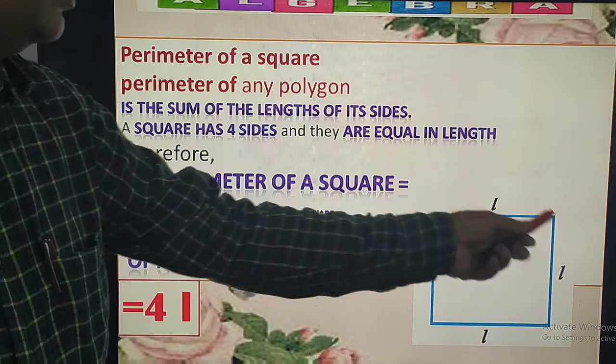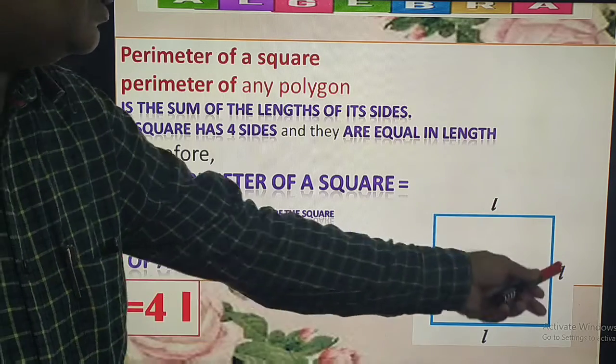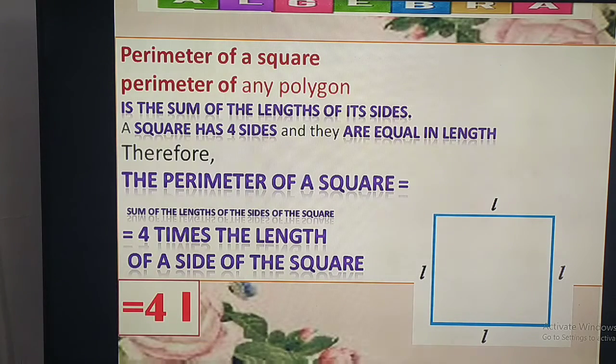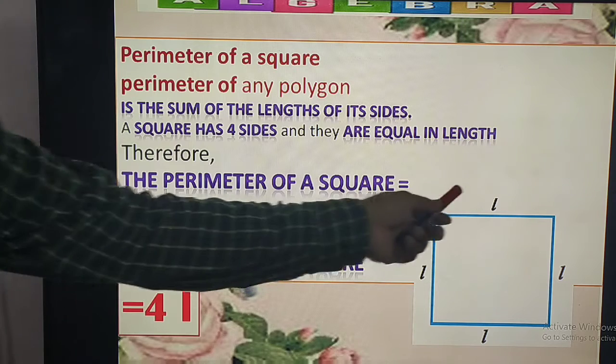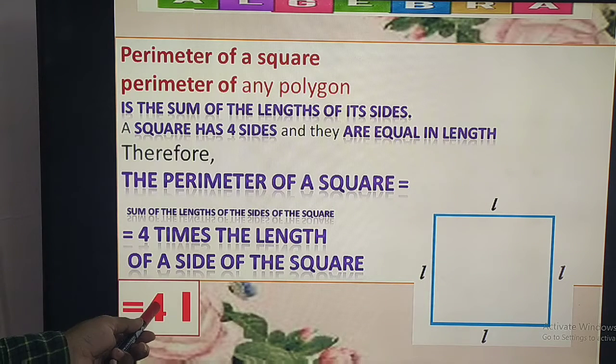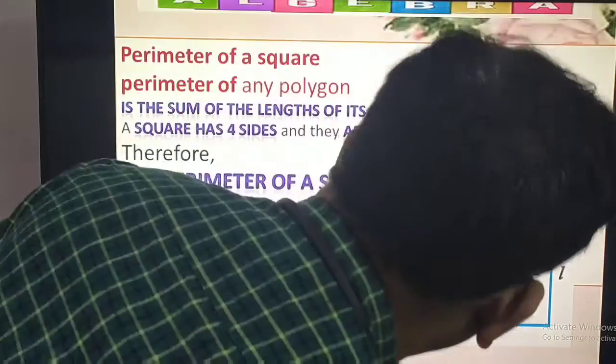Now a square is a regular figure. Suppose each side of the square has length L. Then the perimeter of the square is L plus L plus L plus L, that is 4 times L. That is, 4 times the length of a side of the square is the perimeter of the square. So in a regular figure, what happens?